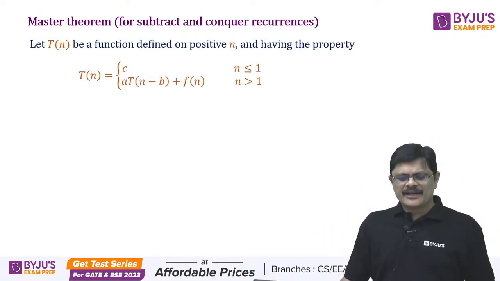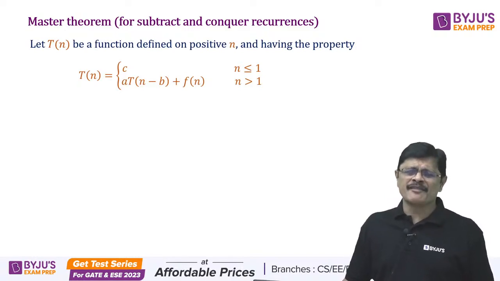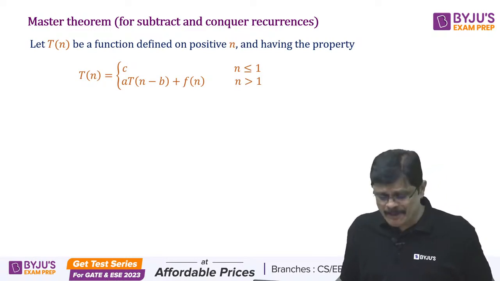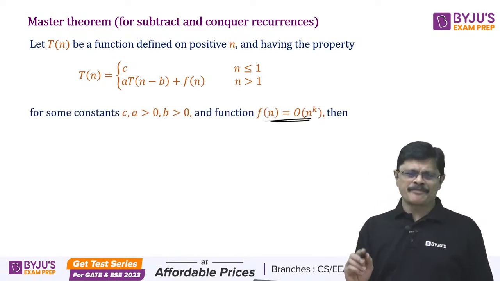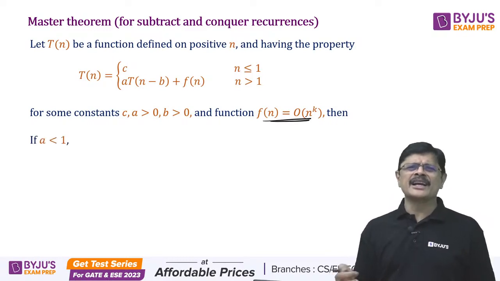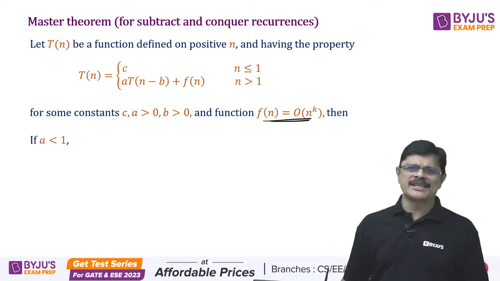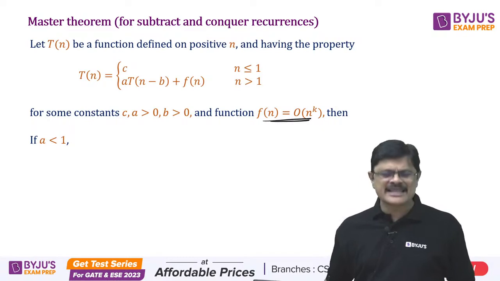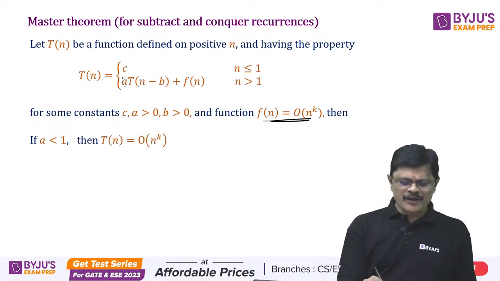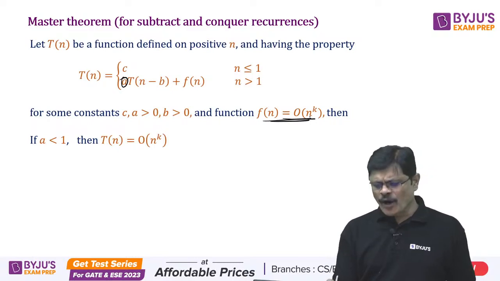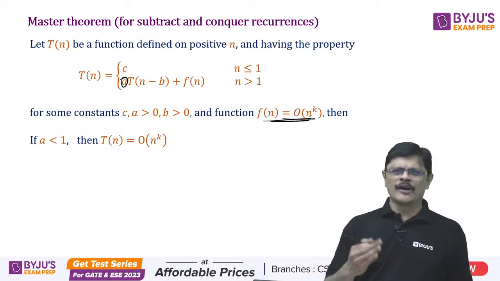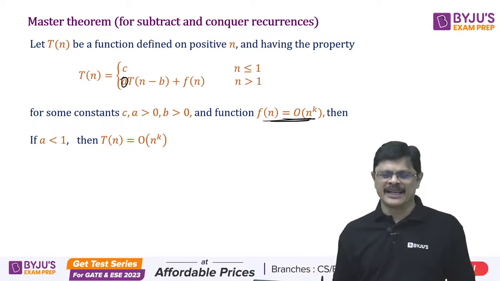Here, T(n) is of this particular form: C, where C means constant, for n less than or equal to 1. For n greater than 1, it is a times T(n minus b) plus some f(n), where f(n) is of the form order n power k. Of course, this first case generally never happens, but for completeness we are writing it. When a is less than 1, that is a value say 0.5, 0.2, 0.3, something like that, then T(n) is simply order n power k, my dear friends. Whatever f(n) is, the same order will be for T(n), my dear friends.